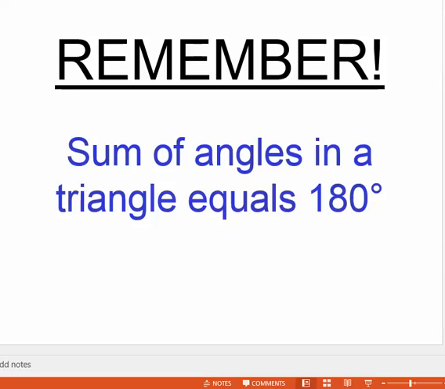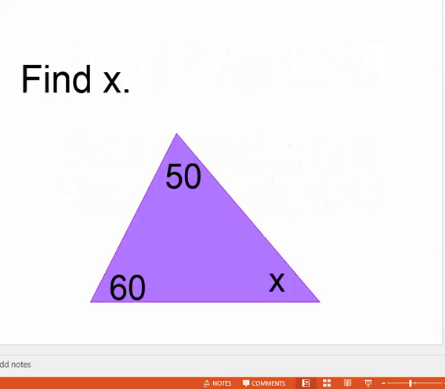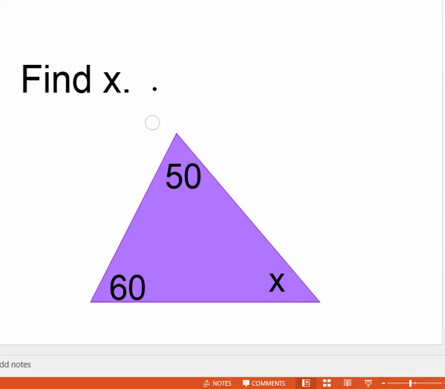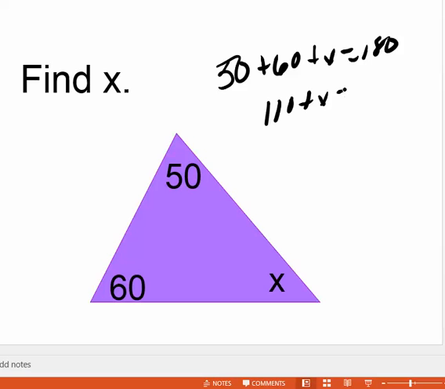Remember, the sum of the angles in a triangle equals 180 degrees. If that's the case, we have 50 and 60. 50 plus 60 plus x is equal to 180. 110 plus x is equal to 180. Subtract 110, x is equal to 70 degrees.